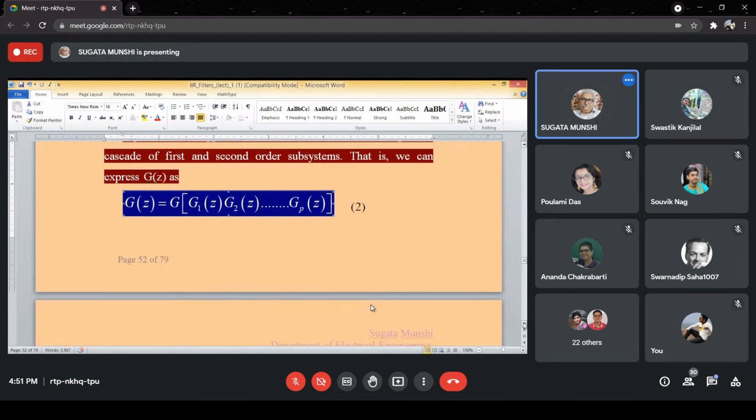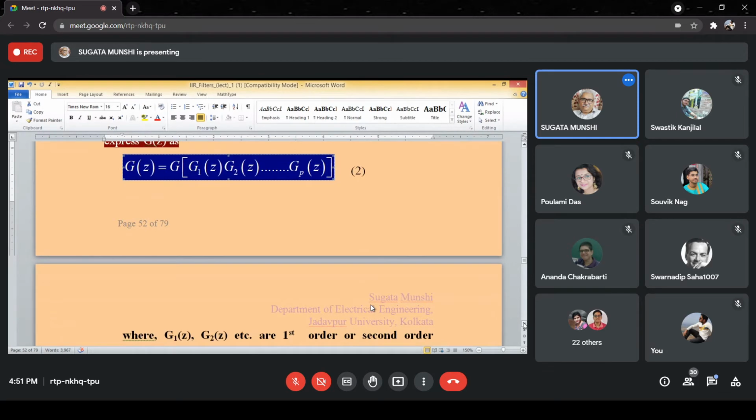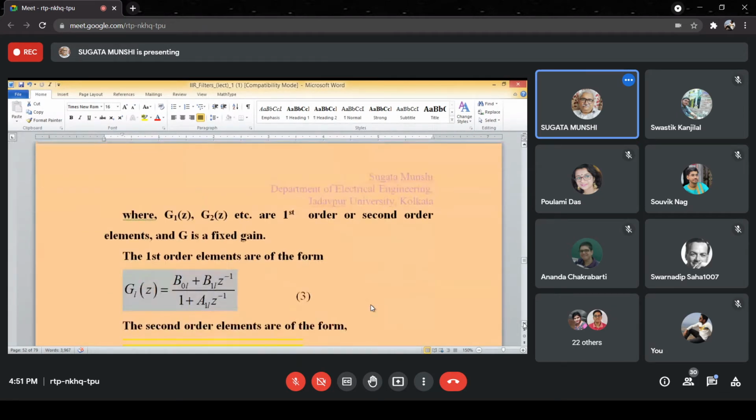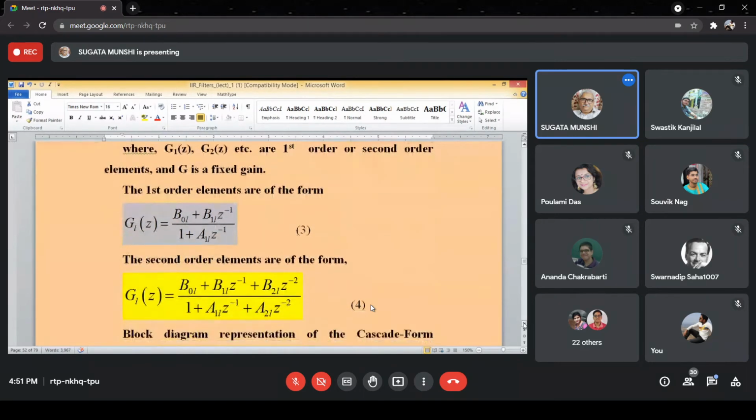The first order element transfer functions are of the form given by equation 3, and for the second order systems it's given by equation 4.